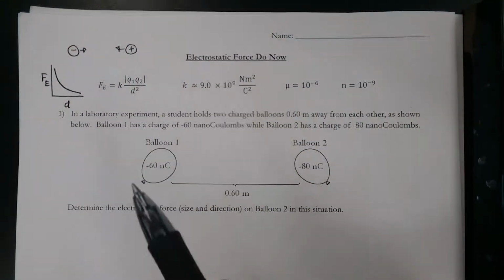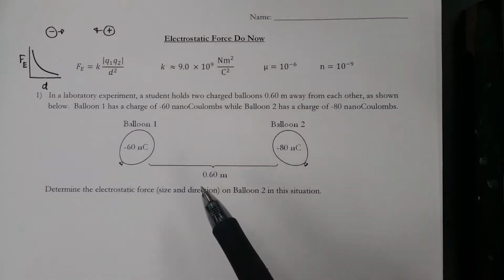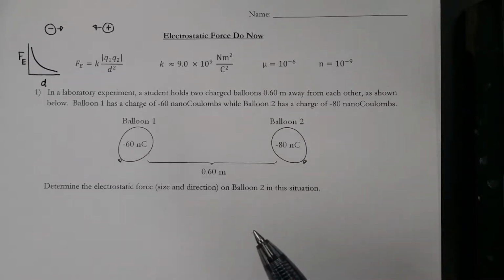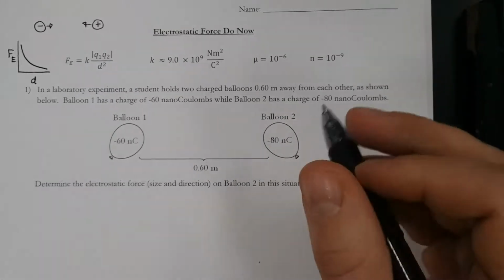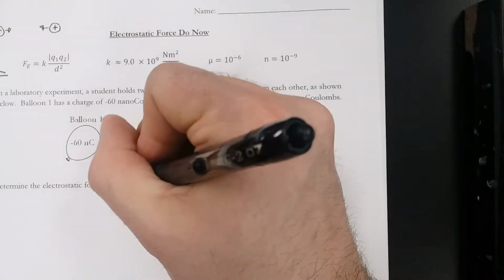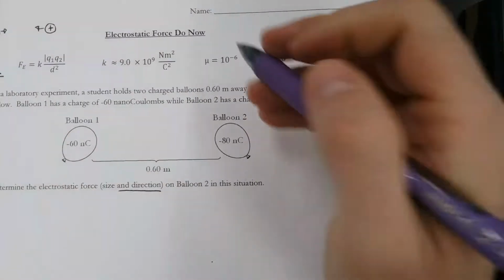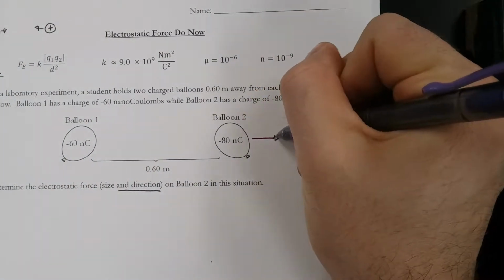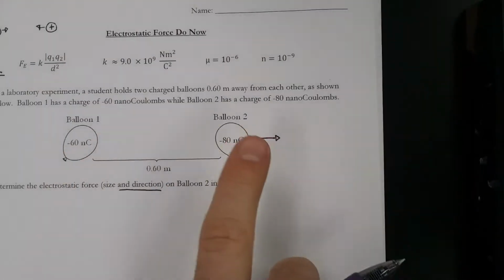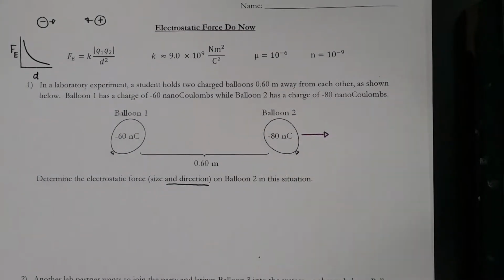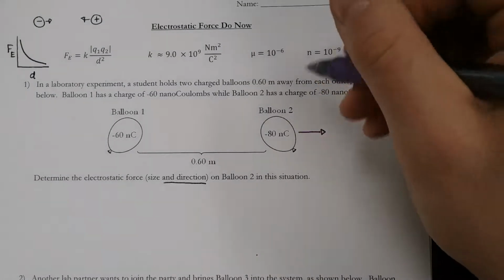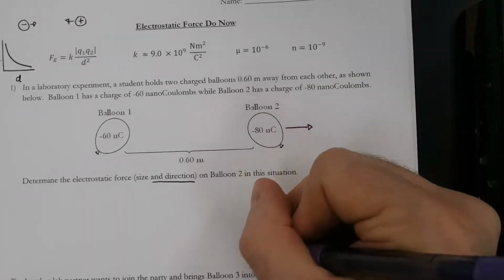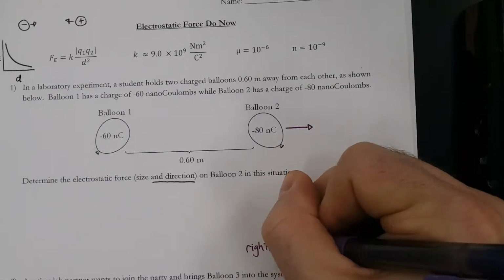So, let's take a look at these balloons, which are pretty far apart, 0.6 meters, and we'll see how much force that is. Because that's what we're asked to find here, the size and direction on balloon 2 in this situation. So the direction I can actually figure out first. It's going to be pushed to the right by balloon 1, because that's a negative charge and that's a negative charge. So the two of these are going to repel each other a whole lot. And that force is going to be to the right. So whatever my answer is going to be is to the right.